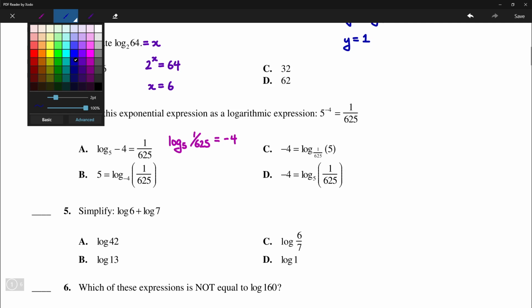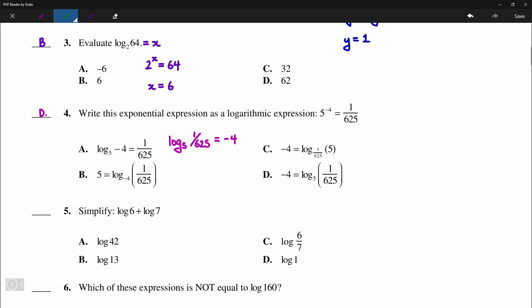Moving on to number 5. We have log base 10 of 6 plus log base 10 of 7. Since these two logarithms are being added together and they have the same base, we can multiply the arguments together. So we have log 6 times 7, which is log 42. So the answer is A for number 5.